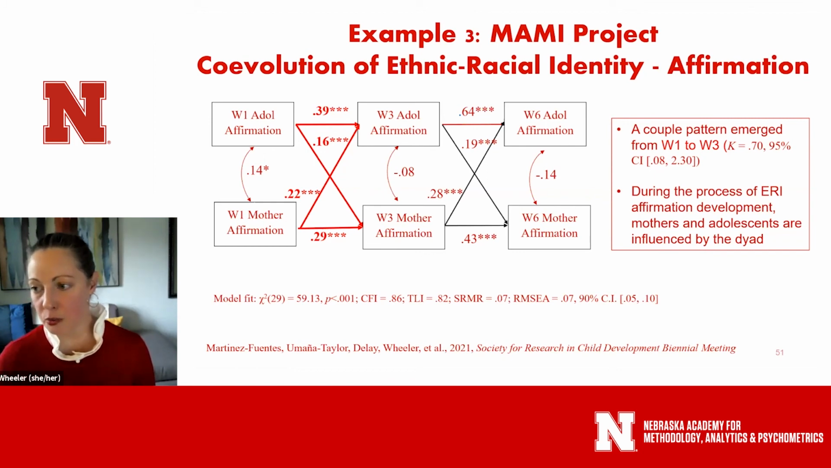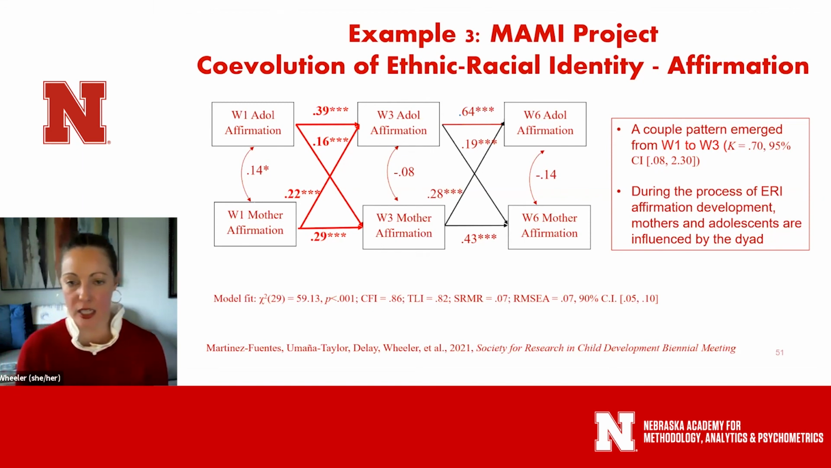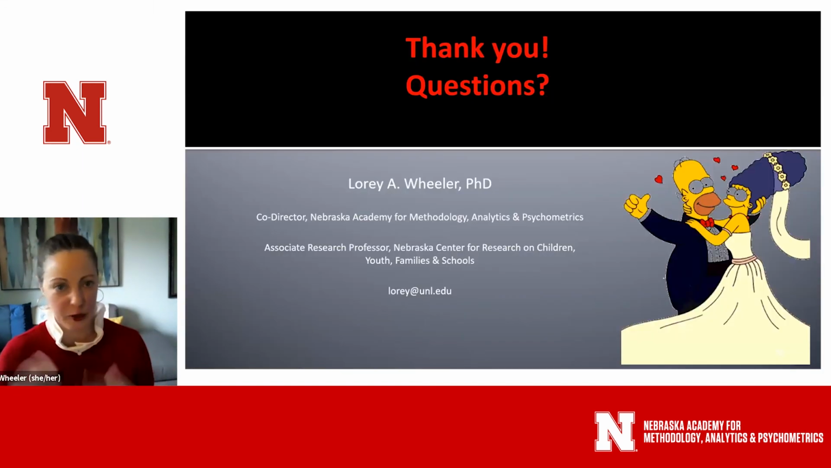So how we might interpret this is that during the process of ethnic racial identity development, and specifically for the component of affirmation, which refers to the positive feelings about being part of an ethnic racial group, both mothers and adolescents are influenced by what's happening in the dyad above and beyond individual processes. So hopefully that gives you lots of things to think about in relation to dyadic indices.